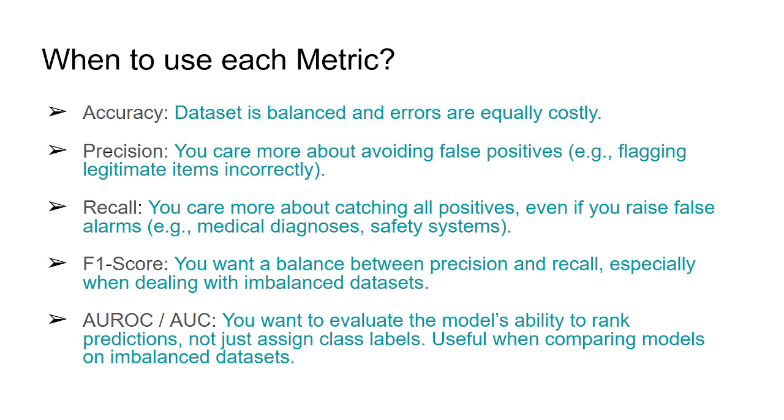Then you have the F1 score. F1 score is something that you use when you want a balance between precision and recall. This is something that we particularly use on imbalanced data sets as well. An even better measure is the area under the receiver operating curve, ROC. You see, if you want to evaluate the model's ability to rank predictions instead of just assigning labels, you use this. This is useful when comparing models on data sets that are very imbalanced.